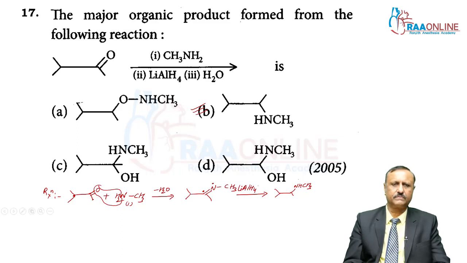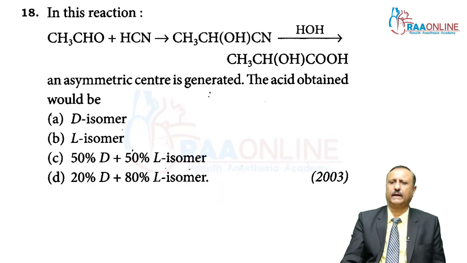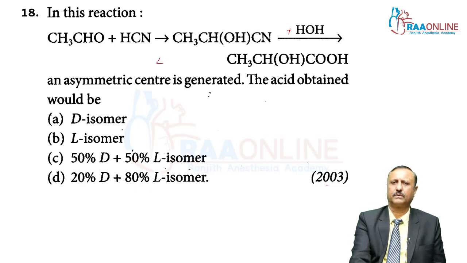Now, my dear students, we can go to the question number 18, and it is asked in 2003 NEET exam. Here CH3CHO plus HCN, to get this CH3CHOHCN and then hydrolysis to give this CH3CHOHCOOH. My dear student, this is the lactic acid. This compound is called lactic acid.